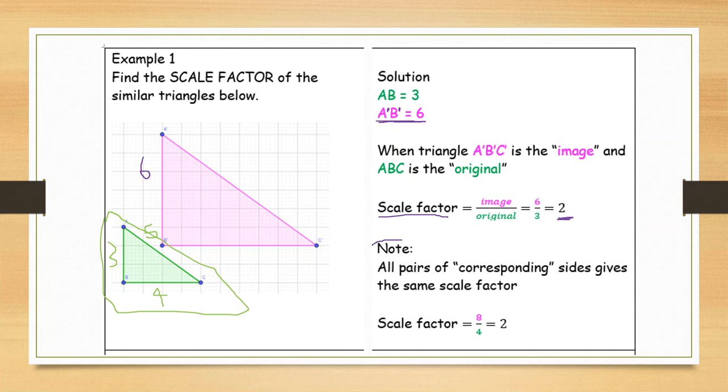The note here indicates that we could use any pair of corresponding sides to work out the scale factor. So 1, 2, 3, 4, 5, 6, 7, 8 for this length. 8 divided by 4 is 2 as well. This one here would be 10. 10 divided by 5 is 2. And that's what we call the scale factor.